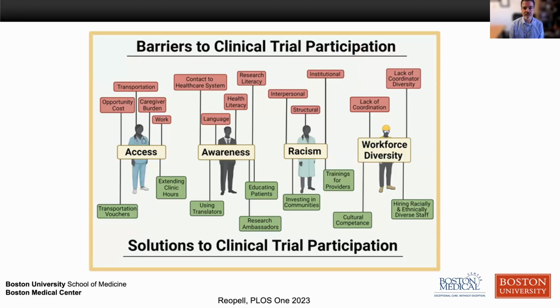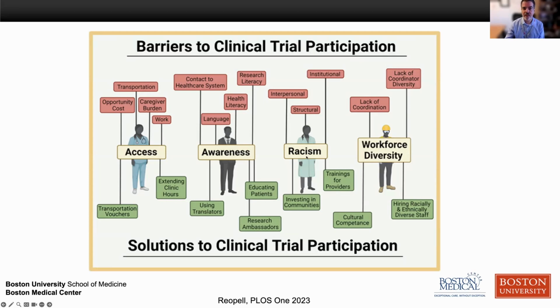This nice paper recently published in PLOS One illustrates granular suggestions as to how access, awareness, structural racism, and diversity of the workforce can be improved to improve clinical trial participation. Specifically, building into budgets of clinical trials and design transportation vouchers, providing work relief, providing language and translation services, health literacy improvement, educating patients, involving translators to translate trial documentation into languages that people can speak, understand, and use primarily.